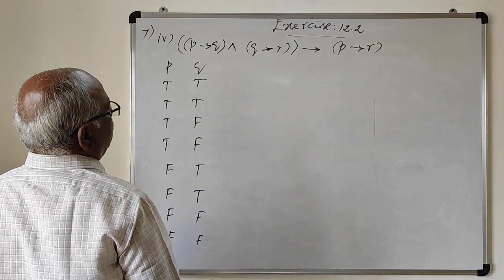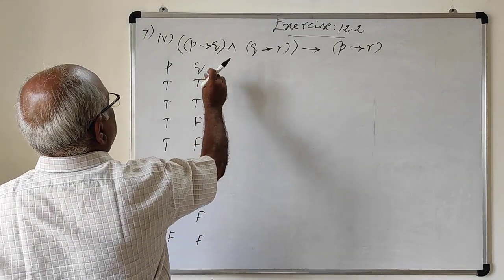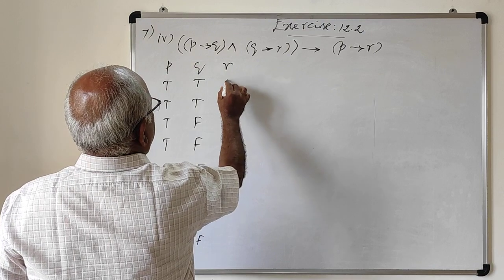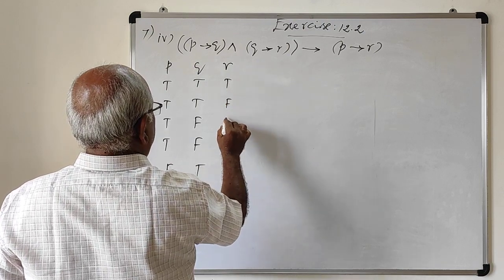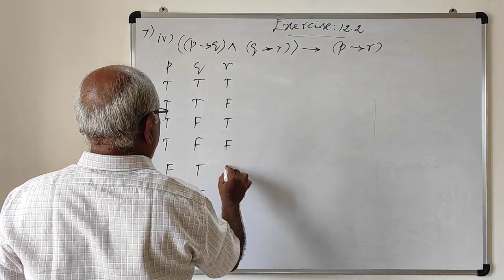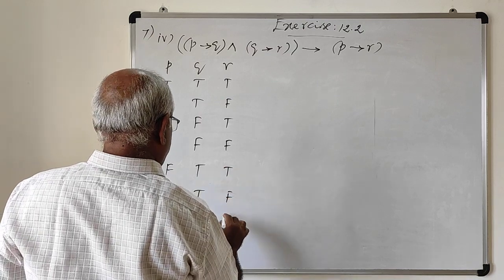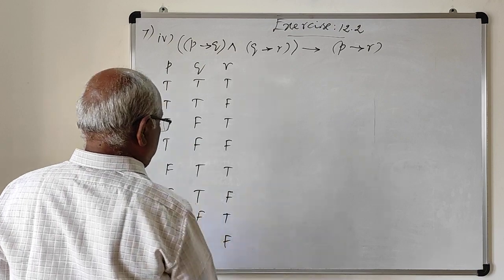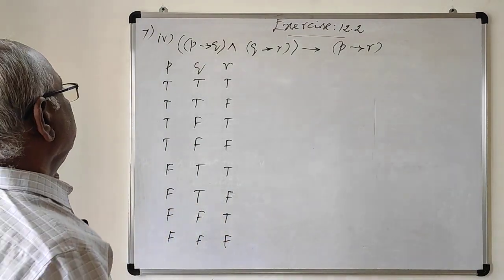This is Q. Next one, R. R is T and F alternatively. T, F, T, F, T, F. Like that, T and F alternatively we have for R.